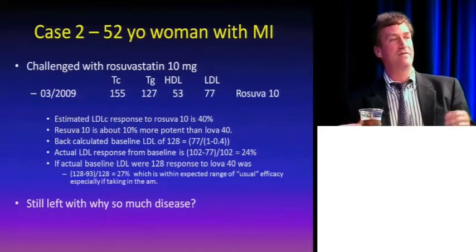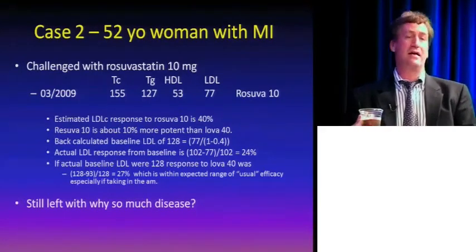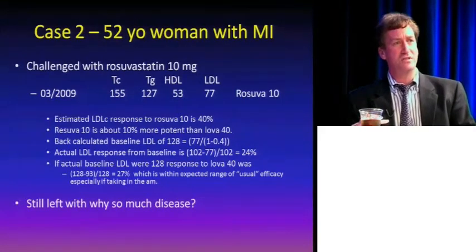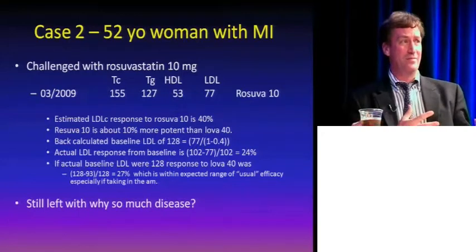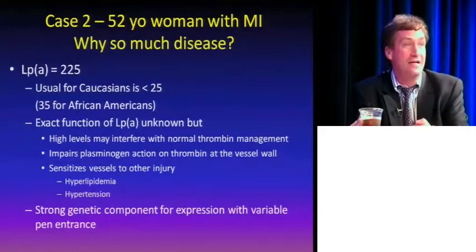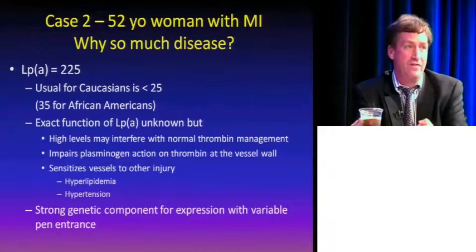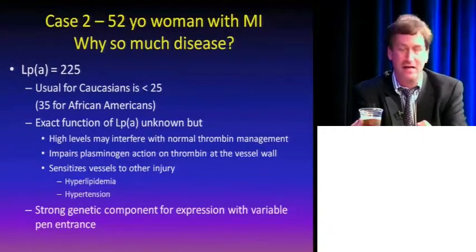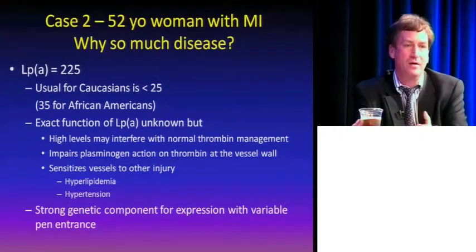So she was very satisfied with that, very satisfied that she got her LDL down to 77 with the rosuvastatin, but she still wondered why she had so much disease when she came in as a healthy woman without much family history and what was going on. And the answer to that question was we checked an Lp(a) in her, and that was very high, extremely high. So usual for Caucasians is less than 5. Most of the time when you measure it, it's 1 to 5. Okay, it's actually rare to get it up at all. Okay, it's a little higher in African Americans.